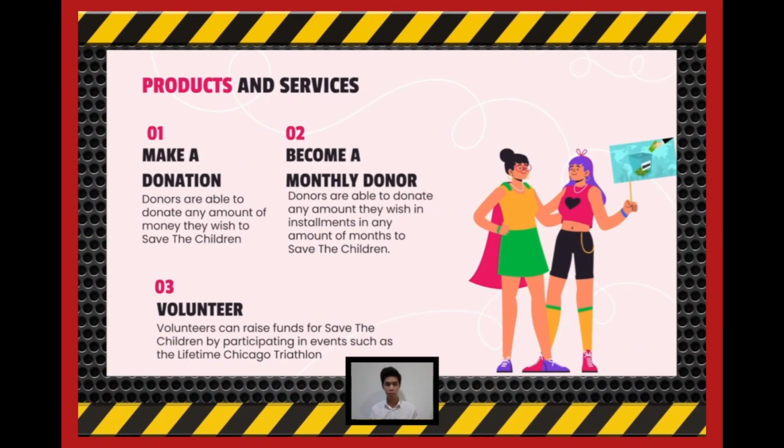So, what are the products and services offered by Save the Children? Firstly, you have Make a Donation, where donors are able to donate any amount of money they wish to save the children. Next, you have Become a Monthly Donor, where donors are able to donate any amount they wish in installments over any number of months to save the children.